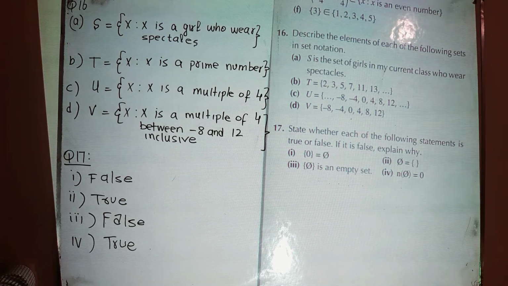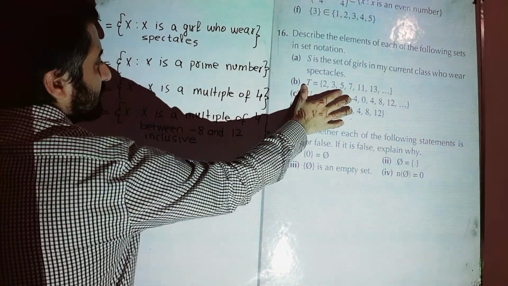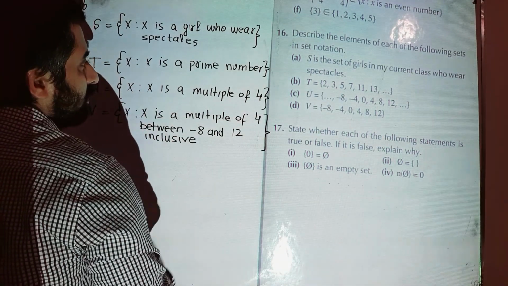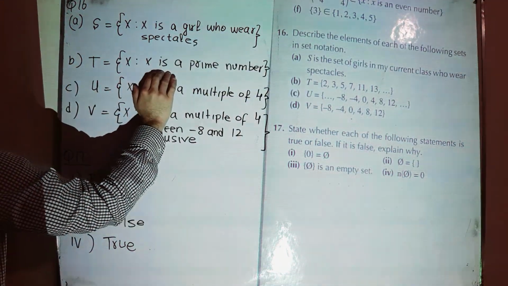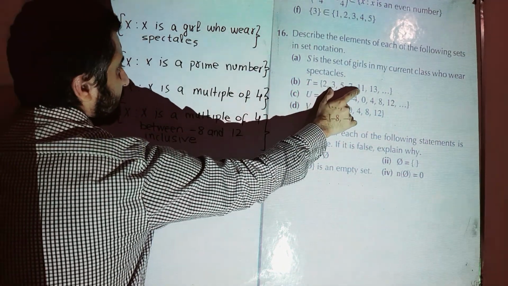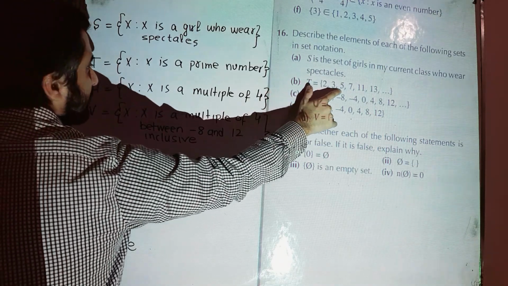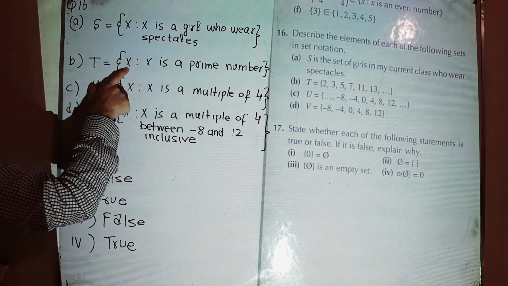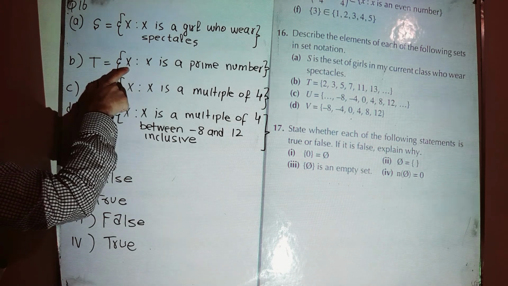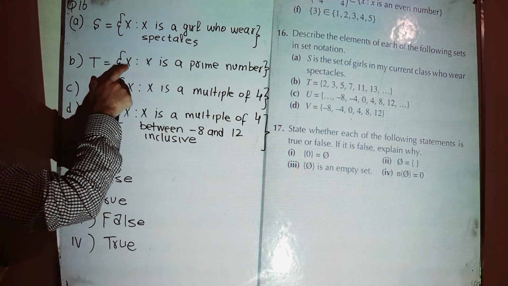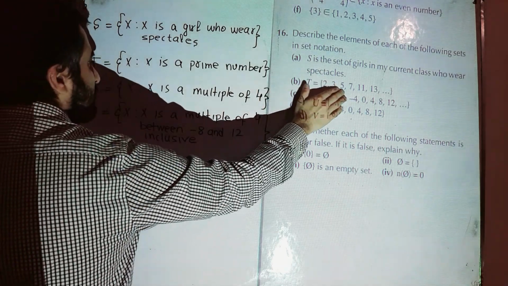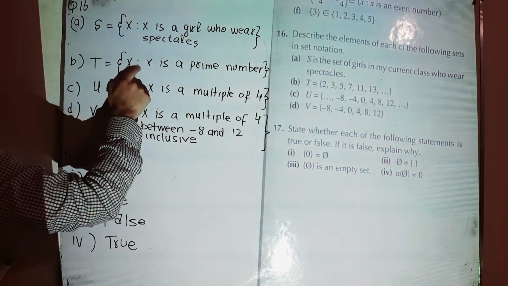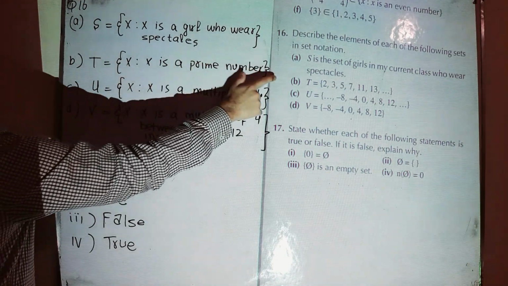Part B, we have got this set. Now in order to describe this one in set notation: 2, 3, 5, 7, 11, 13, we know that they are a set of prime numbers. So we use a letter X, a variable, and this represents each of them. So X such that X is a prime number is the answer for part number B.